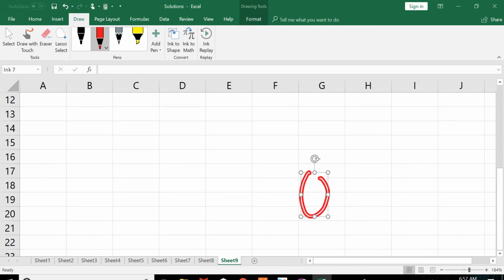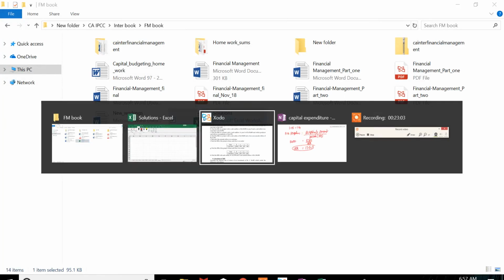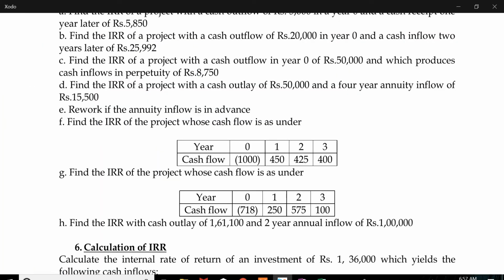Now write ARR on average investment is equal to average PAT by average investment into 100. That's your formula for your ARR on average investment.